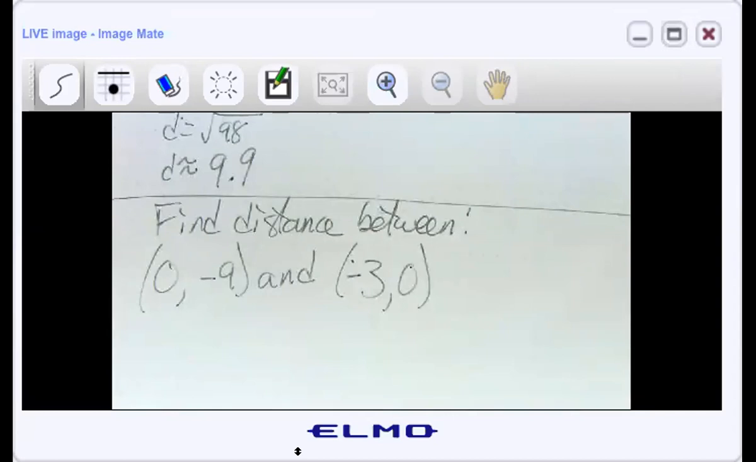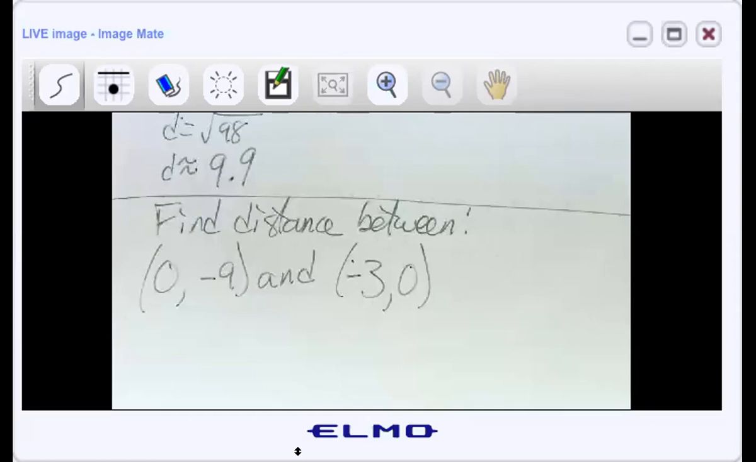Then you can round to the nearest 10th. I will give you a hint on this one. Your answer should be somewhere between 8 and 12. So if you get an answer that is not in between 8 and 12, there is an error somewhere.